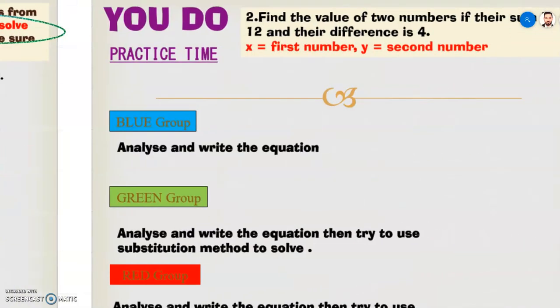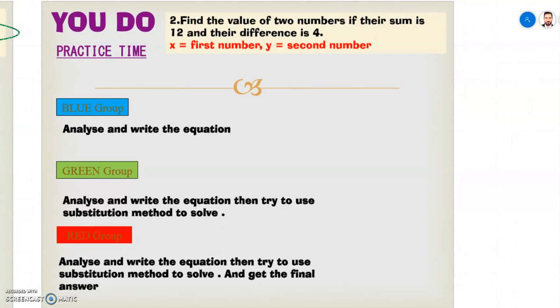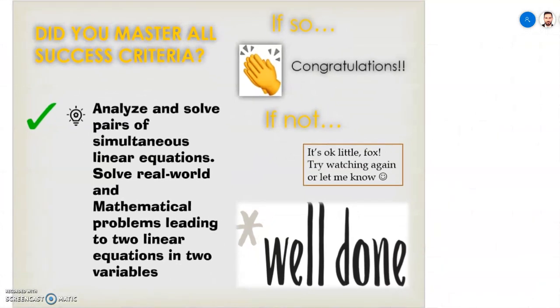After we finish the we do questions, we have an independent task for all of you. Here is the you do question. You will only translate it, please don't solve. Find the values of the two numbers given. If there is a sum, the word sum means plus, as we wrote it, and the difference means minus. The difference between the two numbers is 4, and their sum is 12. Please, blue, green, red groups, do it by yourself as an independent task. Just try to analyze it. Don't solve the questions.